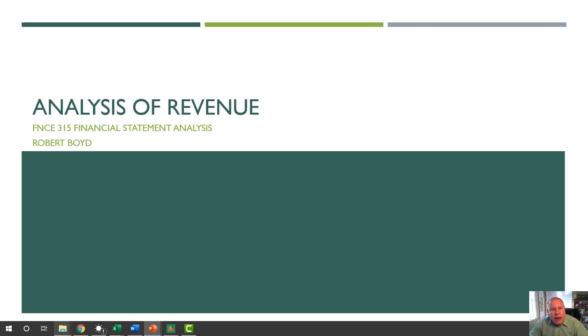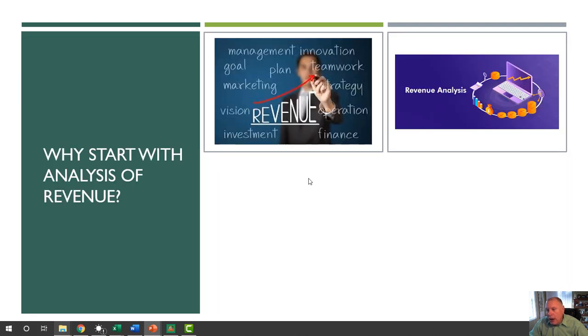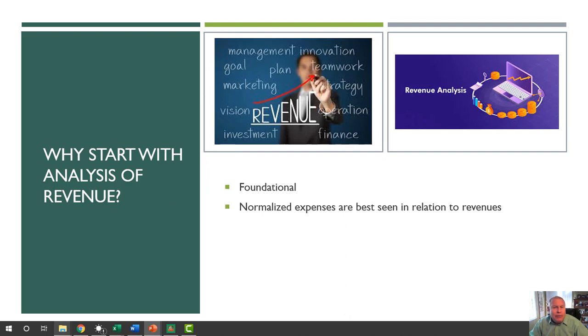Once you understand how revenue is derived, what the accounting is, what's your rate and volume, we now need to start the analytical process. Why do we start with the analysis of revenue? First, revenue is the foundation of analysis. Everything derives from that. Normalized expenses are best seen in relationship to revenues. Looking at baseline expenses without relating them to revenue isn't going to tell you anything. We also have a lot of performance indicators that are based on revenue.